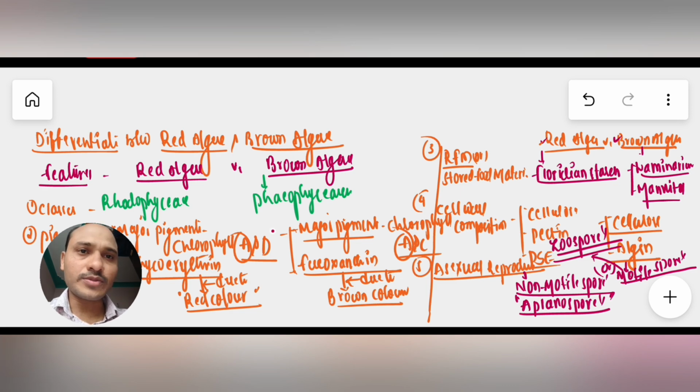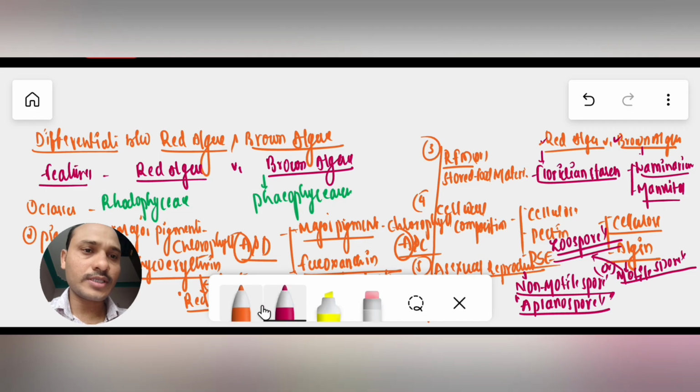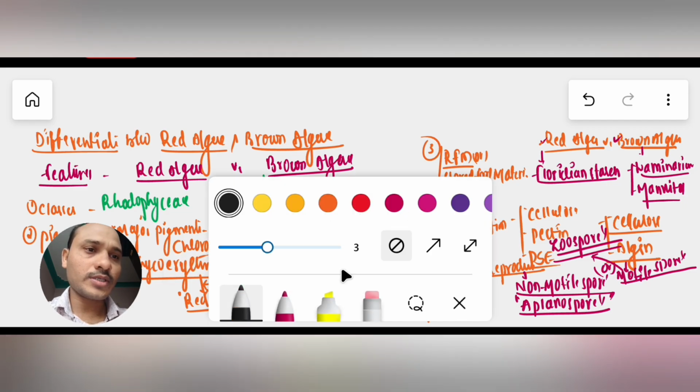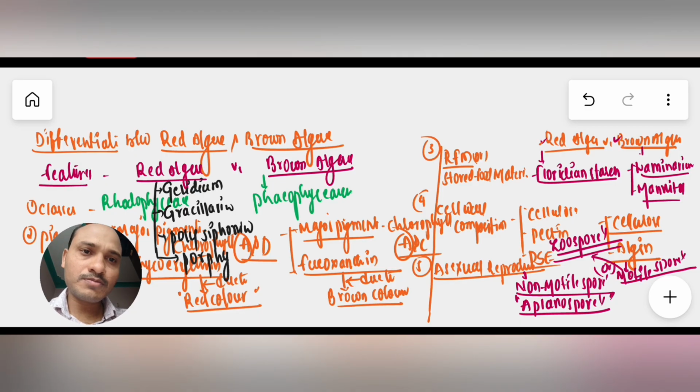And examples, you need to remember examples also, very important. You have to write examples in the exam also. Okay, so examples for red algae. First, very important, Gelidium and Gracilaria. You have to write any one or two examples, it's enough. And one more example, that is Porphyra. So Porphyra, Polysiphonia, Gracilaria, Gelidium, all these are examples for red algae.